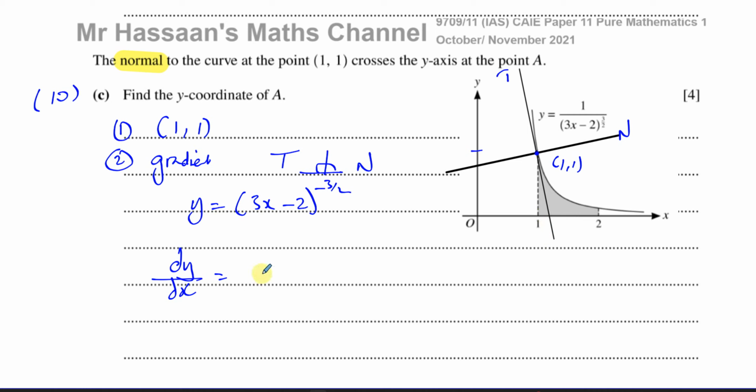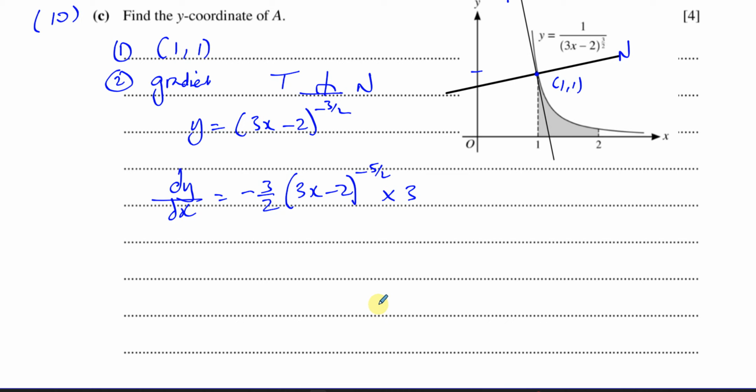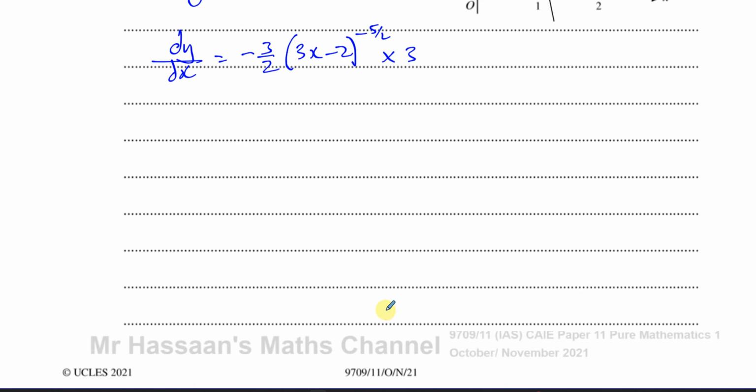So dy/dx here: you've got to be very careful when you use the chain rule to differentiate. You have a function inside a function. So we multiply by the power, so minus 3 over 2 times 3x minus 2. You take 1 from the power, that gives you minus 5 over 2, because minus 3 over 2 minus 1 is minus 3 over 2 minus 2 over 2, which is minus 5 over 2. But don't forget we then have to multiply by the derivative of what's inside the bracket, which is 3. That's something a lot of students forget to do, and then they mess up the question.